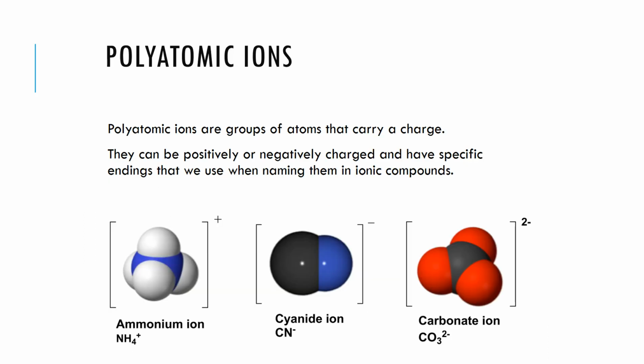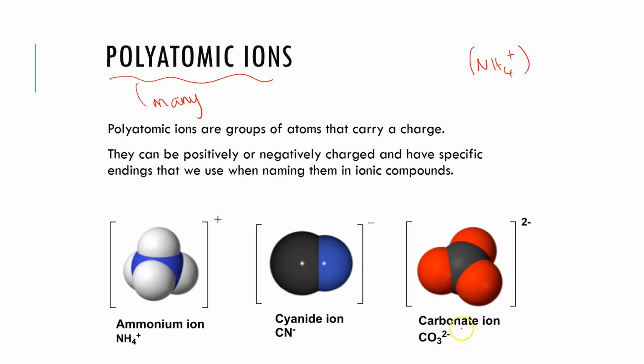Polyatomic ions are ones that you need to know, and there's a number that you need to know for the IB. Essentially, polyatomic ions, poly means many, so these are ions that contain more than one atom. These are the ones that we put into brackets. So ammonium, oops, that's ammonia, so let's change that.